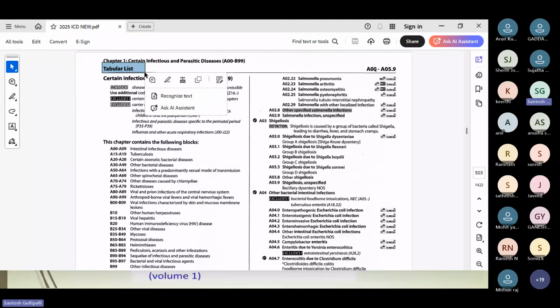Okay, so what is the use of alphabetic index and what is the use of tabular list? We will discuss that in the next slides.